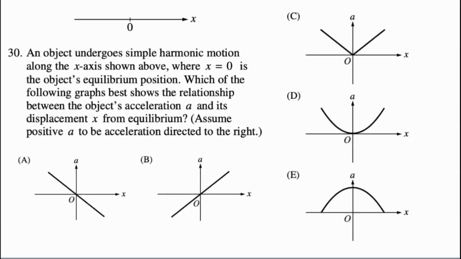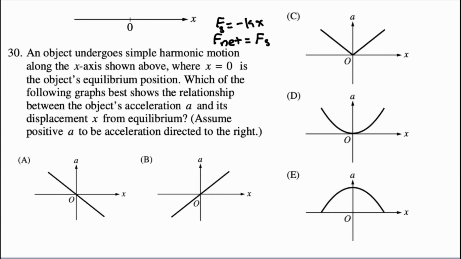Question 30. An object undergoes simple harmonic motion along the x-axis shown above, where x equals 0 is the object's equilibrium position. Which of the following graphs best shows the relationship between the object's acceleration a and its displacement x from equilibrium? And we're going to assume that positive a is acceleration directed to the right. So again, with simple harmonic motion, we're thinking of springs. And so I'm just going to write out the force for an ideal spring, negative kx. And again, we're going to assume that this is the only net force present.